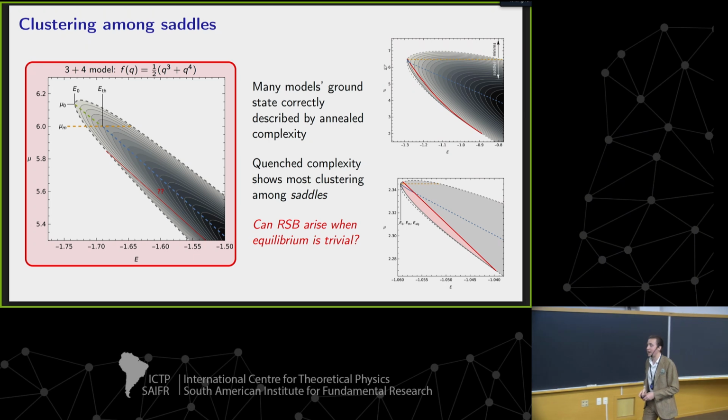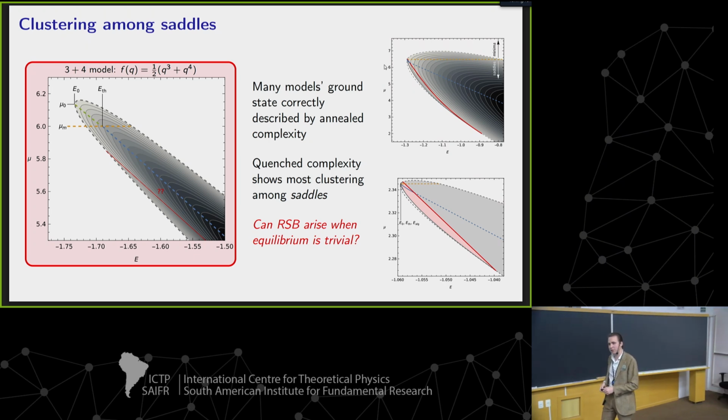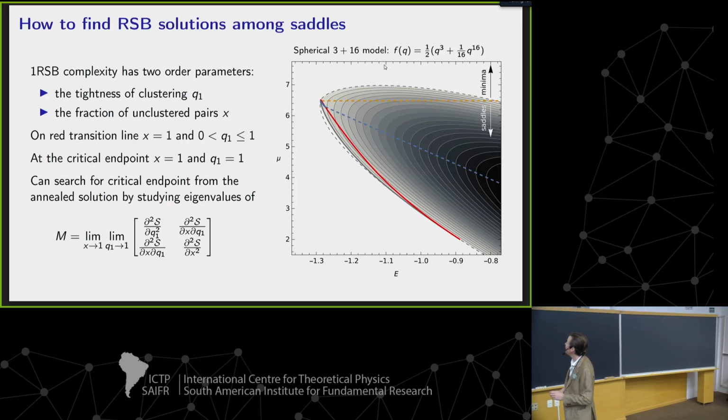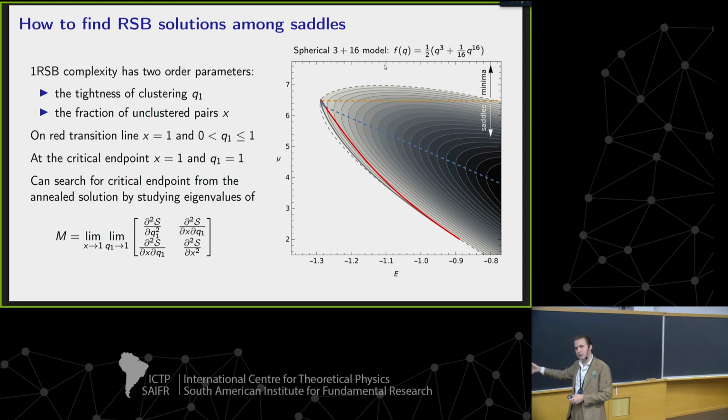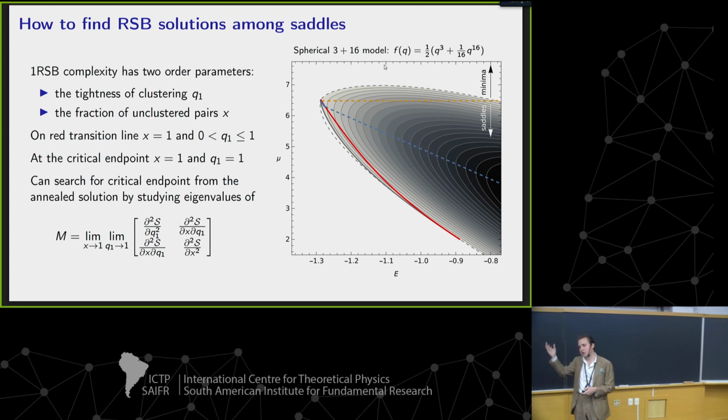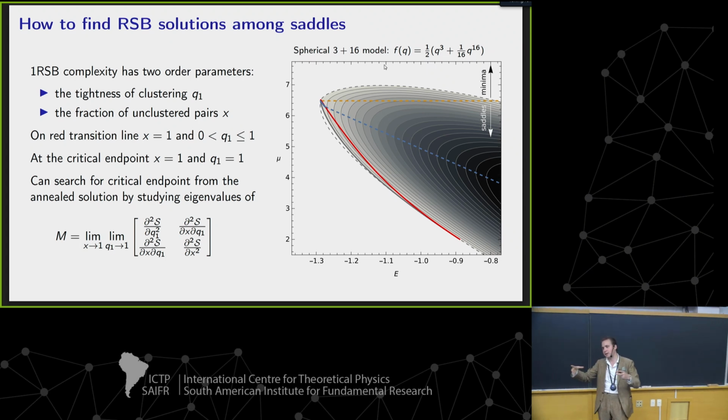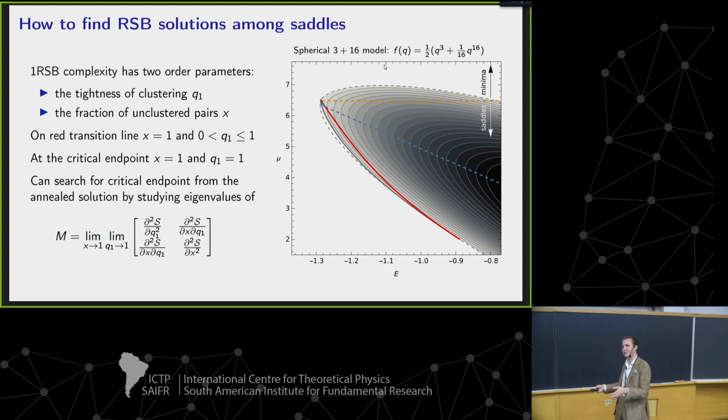So the answer comes actually from a lesson from the quenched calculation we did starting from the ground state. So for instance, I'm going to talk about a 1 RSB, right? So in 1 RSB, there are 2 order parameters associated. There's a Q, which tells you about how tightly the things are clustered together. And there's another order parameter, X, the so-called Parisi parameter, which tells you basically the fraction of unclustered pairs. How prevalent is the clustering among saddle points of that type.